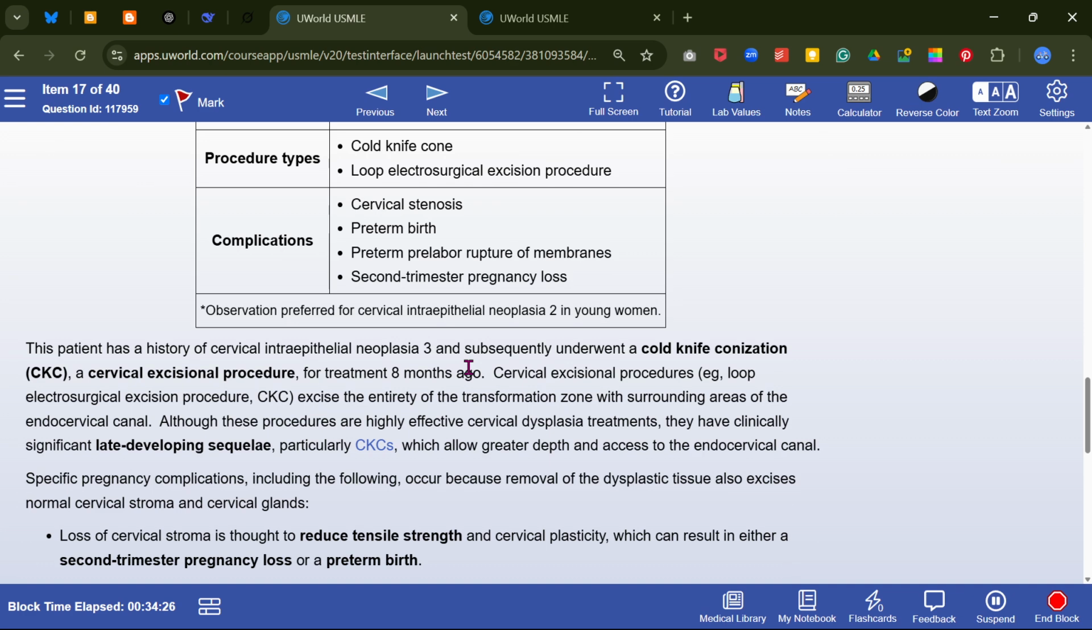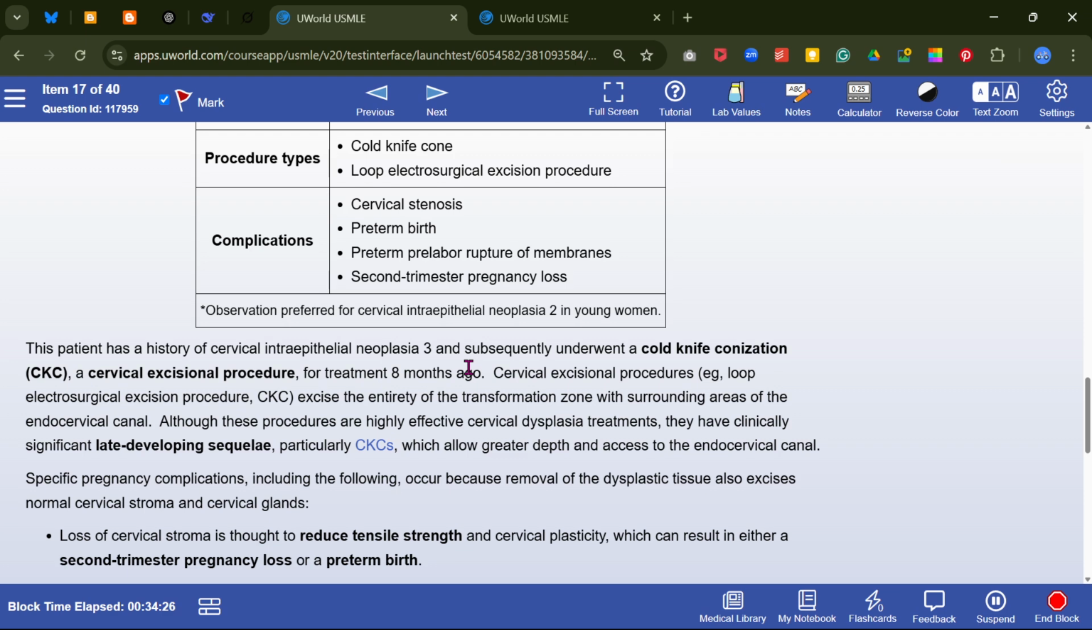This patient has a history of cervical intraepithelial neoplasia 3, CIN 3, and subsequently underwent cold knife conization, CKC, a cervical excision procedure for treatment 8 months ago. CKC excises the entire transformation zone and surrounding areas of the endocervical canal.